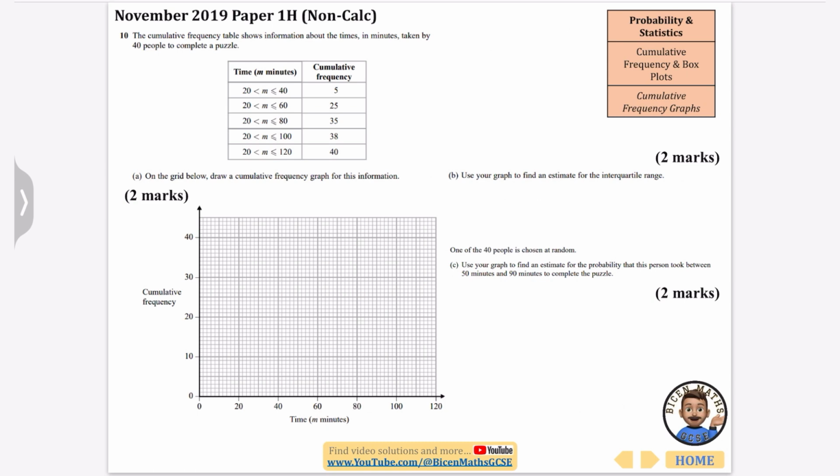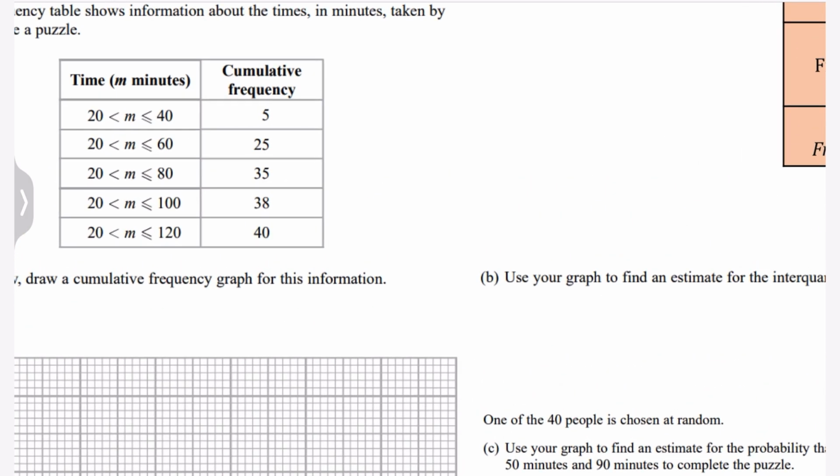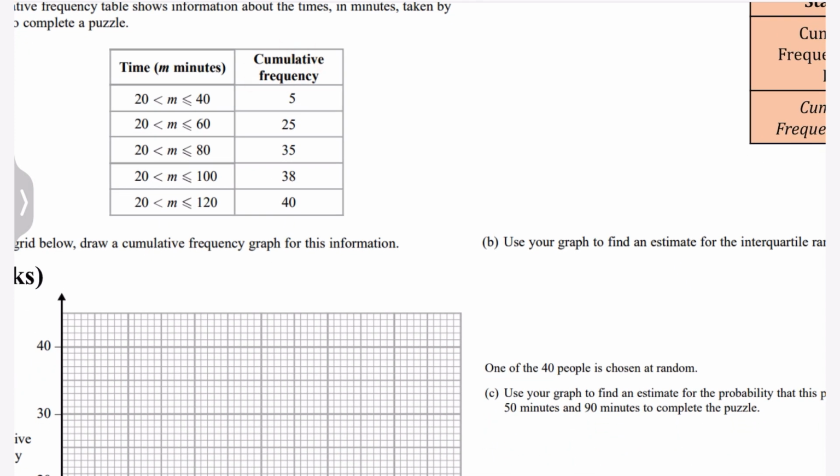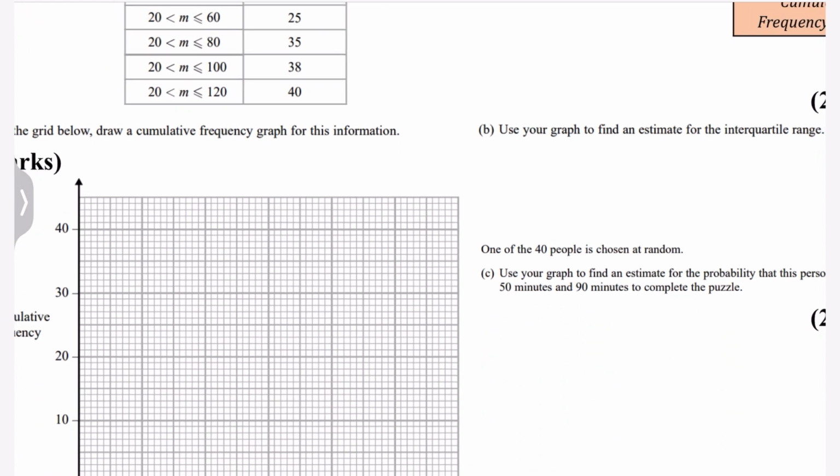Okay, the cumulative frequency table shows the information in the time in minutes taken by 40 people to complete a puzzle. Draw the cumulative frequency graph. Okay, so we're definitely going to need to do the cumulative frequencies. Oh no, they've already done them for us. I've noticed they've just done them for us, so they just want us to do the drawing ourselves.